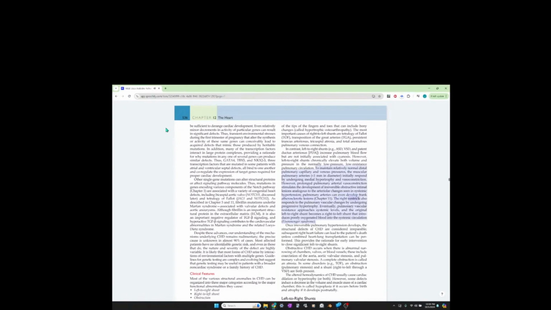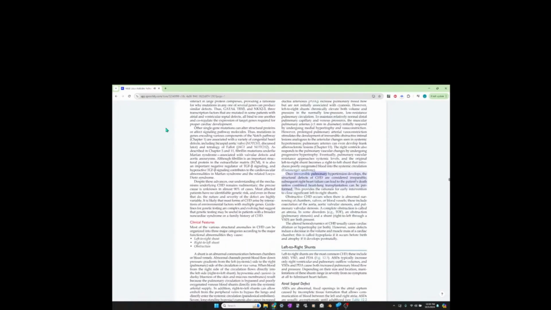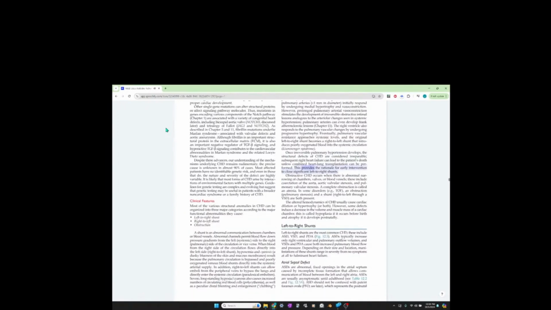The right ventricle also responds to the pulmonary vascular changes by undergoing progressive hypertrophy. Eventually, pulmonary vascular resistance approaches systemic levels, and the original left to right shunt becomes a right to left shunt that introduces poorly oxygenated blood into the systemic circulation. Once irreversible pulmonary hypertension develops, the structural defects of CHD are considered irreparable. Subsequent right heart failure can lead to the patient's death unless combined heart-lung transplantation can be performed. This provides the rationale for early intervention to close significant left to right shunts.